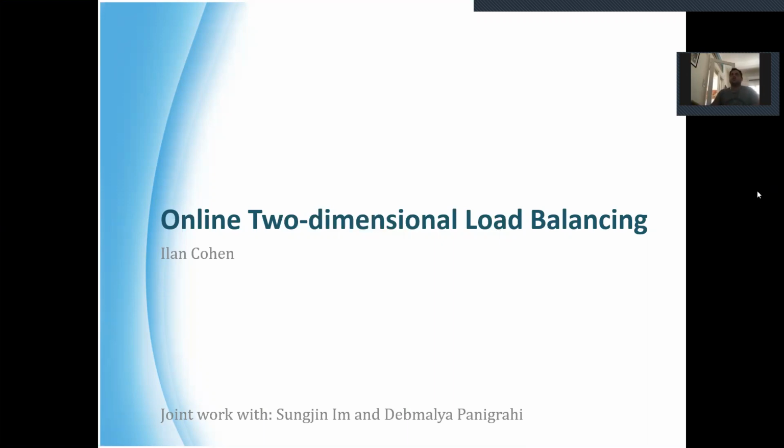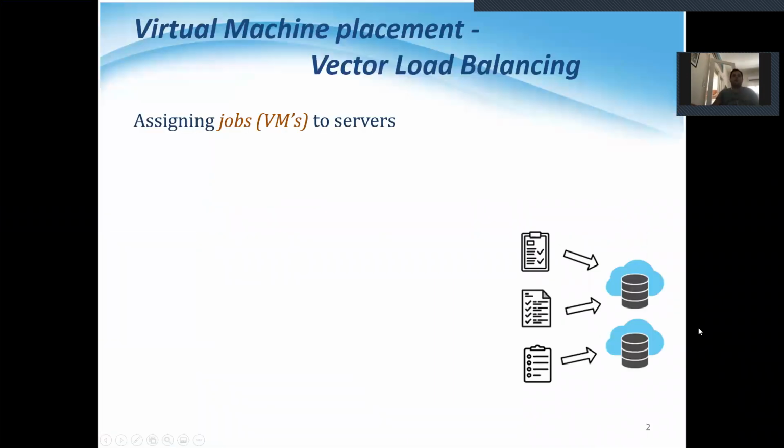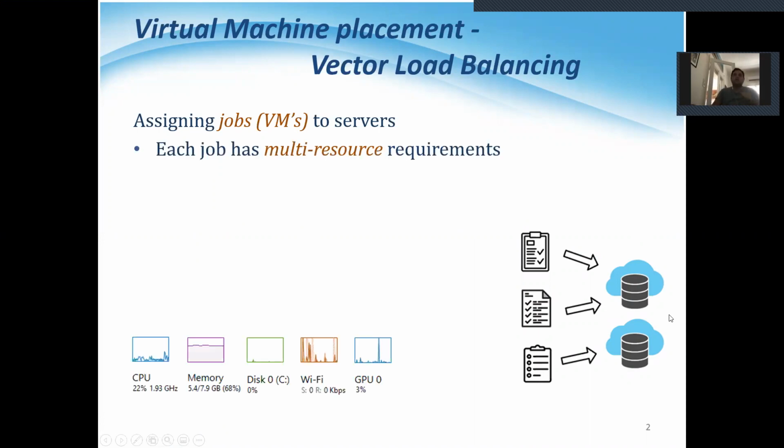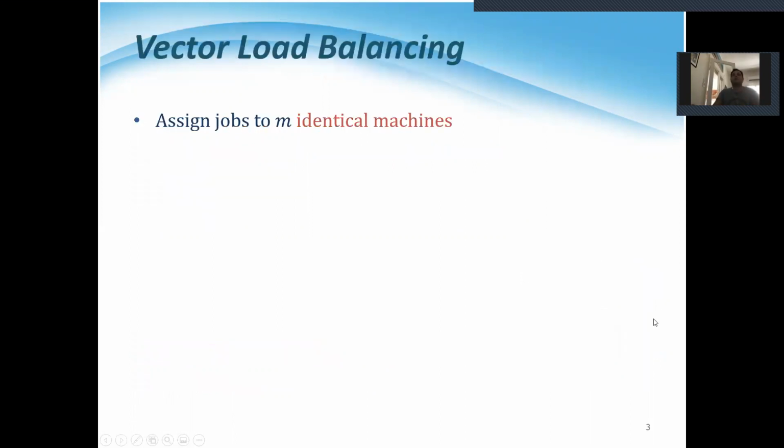The motivation for this work comes from the world of cloud computing and virtual machine placement, where we need to assign jobs to servers, and we model it in the following way. Each job has a multi-resource requirement. A job might require a different amount of CPU, memory, etc. And we model it simply by giving a different dimension for each resource. And this naturally yields the following problem of vector load balancing.